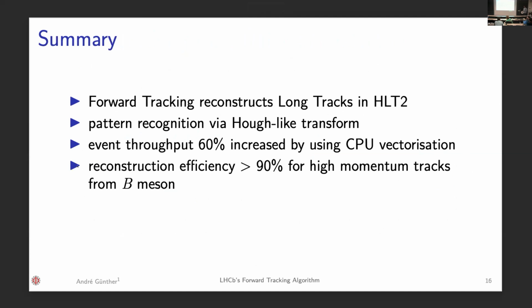So to summarize, the forward tracking I present to you constructs long tracks, which are the best physics tracks at LHCb. The pattern recognition is done via something like a Hough transform, and the event throughput of this algorithm could be increased by 60% via vectorization on CPUs, and the reconstruction efficiency is above 90% for tracks from B-meson data sets. Thanks.